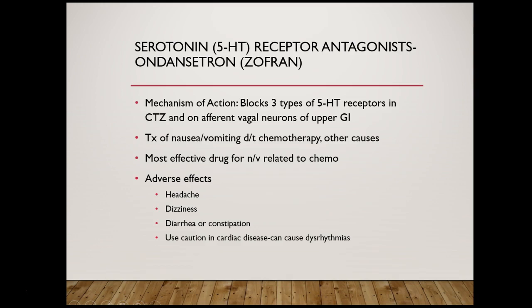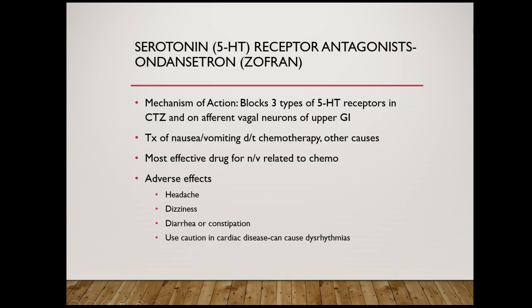The serotonin 5-HT receptor antagonists are a type that are going to block the serotonin receptors, just like the name implies, that are located both in the afferent vagal neurons and centrally in the chemoreceptor trigger zone. So it's blocking those serotonin receptor areas, and our main drug is ondansetron or Zofran. This drug class does an effective job of treating nausea and vomiting.